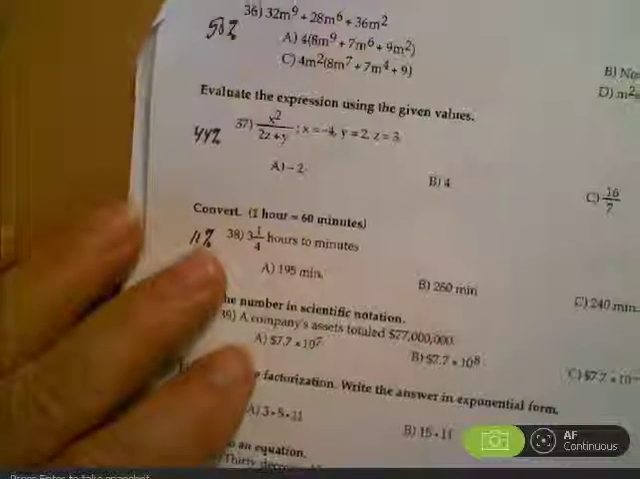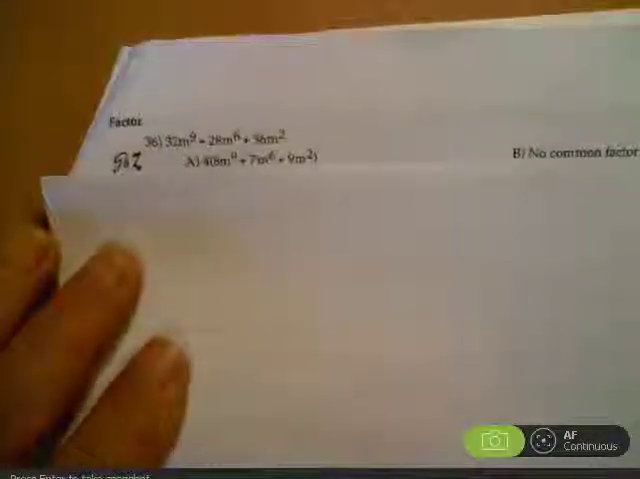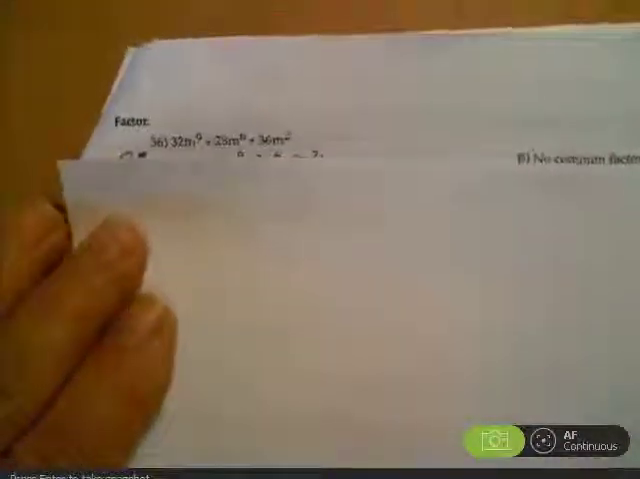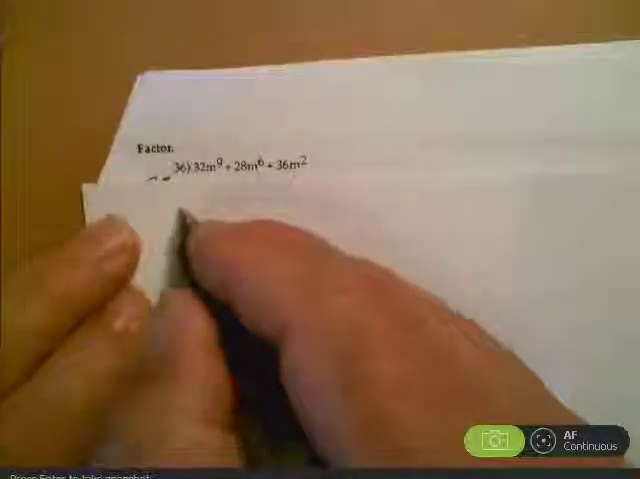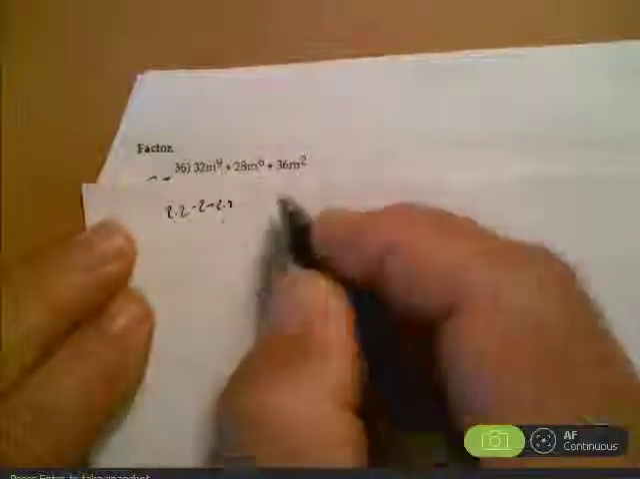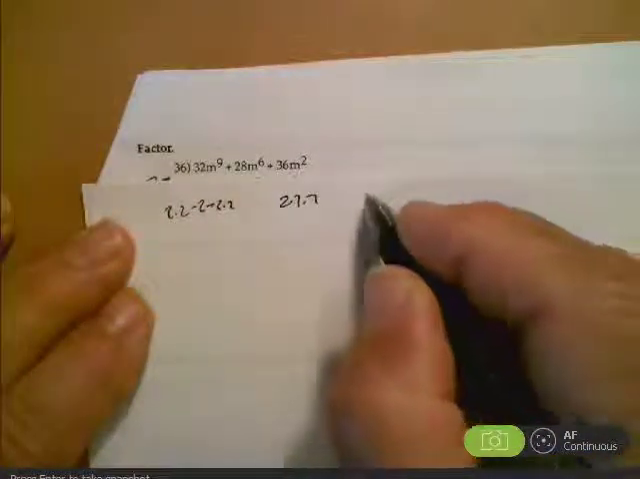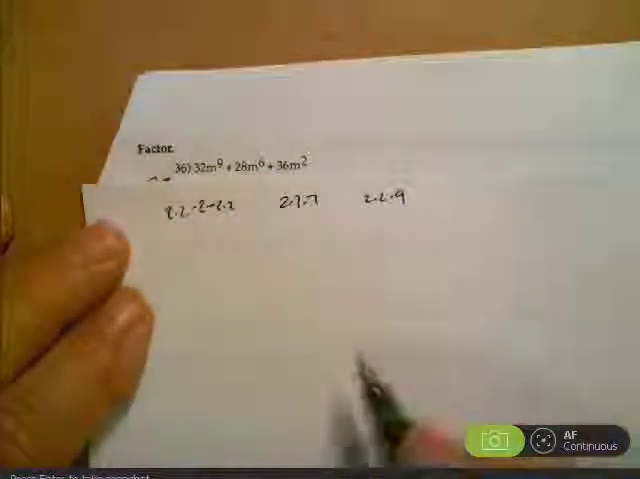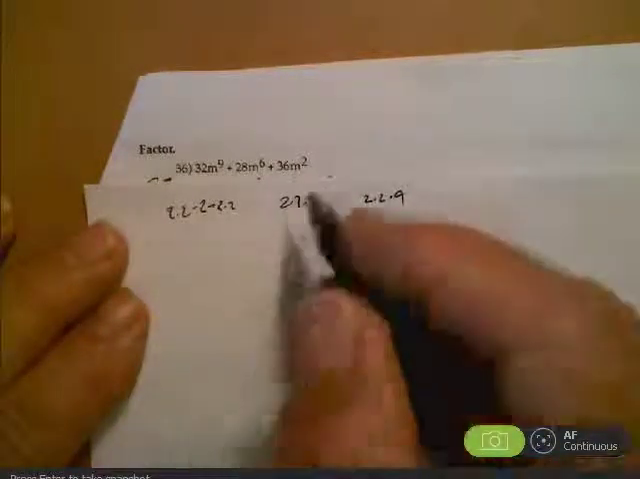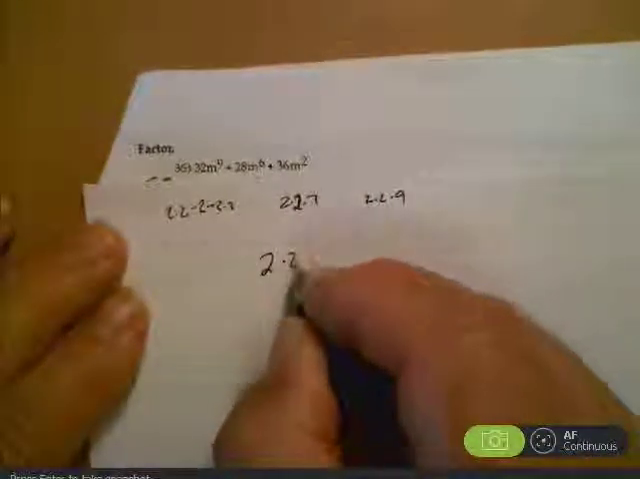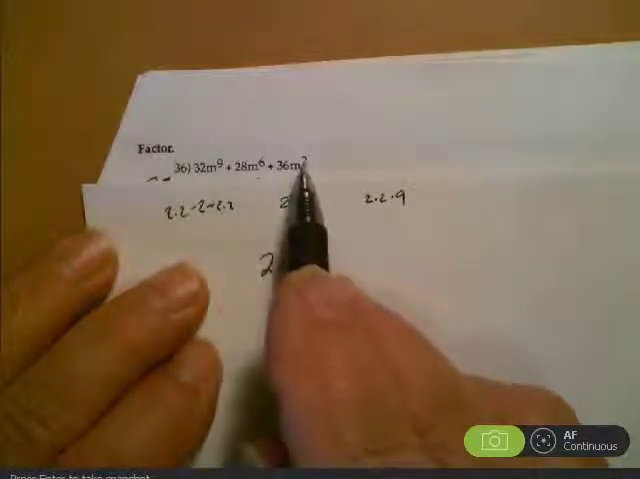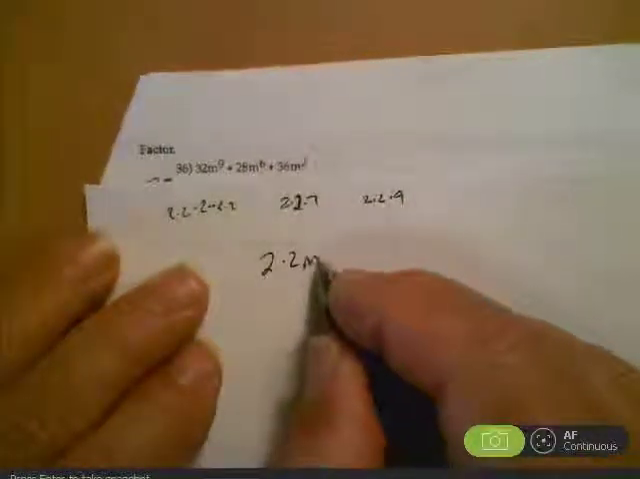Another 50% miss. Factor. Factor being the opposite of the LCM. What are we looking at? 32 has 5 2's. 28 has 2 2's and a 7. 36 has 2 2's and a 9. What's common? 2 2's. So we have 2 2's common. So common is 2 2's. And then 2 m's, 6 m's, and 9 m's, only 2 m's.